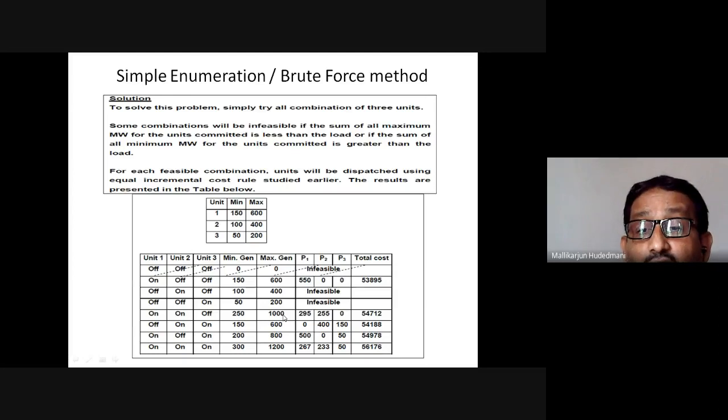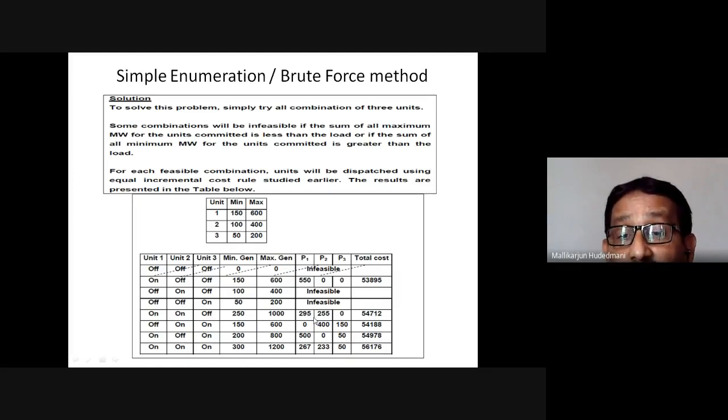Then it becomes a question: how is that 550 megawatt demand addressed from these two machines? There is numerical data: 295 megawatt is shared by machine 1, 255 megawatt is shared by machine 2. You might ask me how you can get this so directly, easily. Definitely it is not that easy.